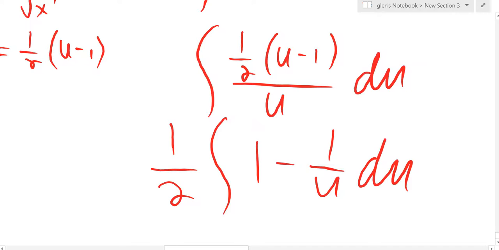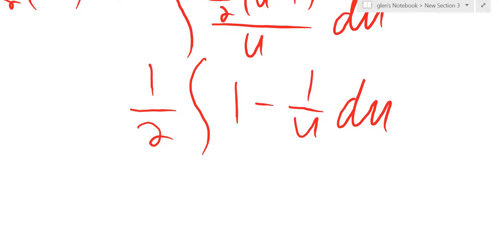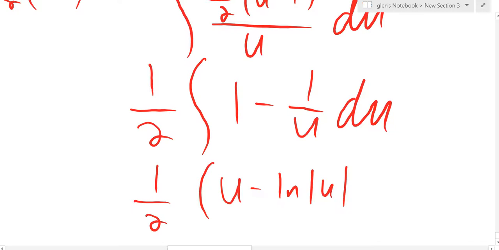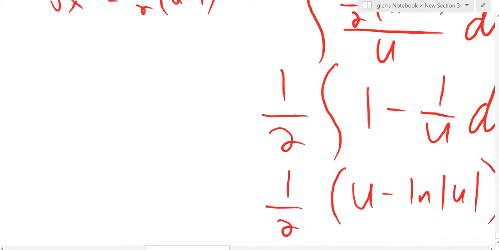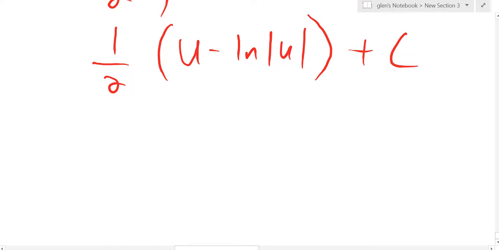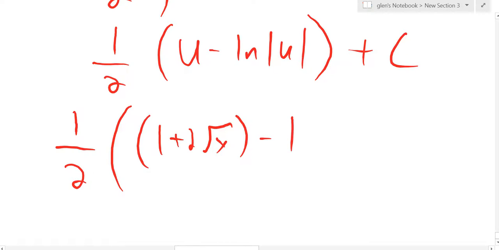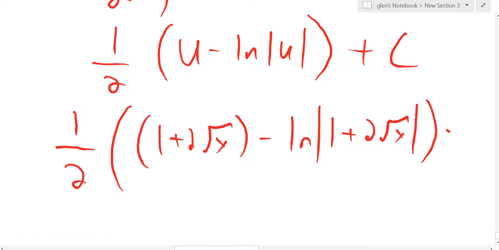Okay, I don't get why du, I know du has... Thing here. And now we just integrate this. It's 1/2 u minus ln of u. And that 1/2 is out front of these parentheses, right? And then we're just going to plug back in what u was. It was like 1 plus 2 root x or something fancy. All right? So we've got 1/2 times u, which is 1 plus 2 root x, minus ln of u, which is 1 plus 2 root x, plus c.